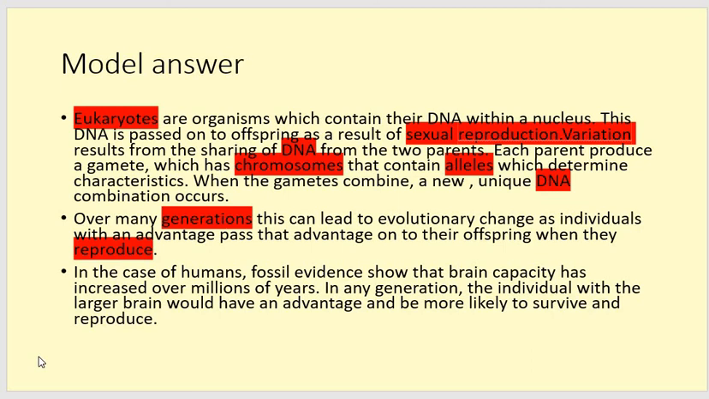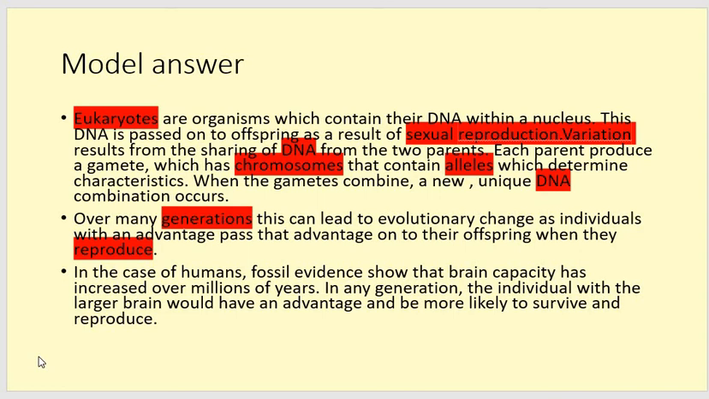Eukaryotes are organisms which contain their DNA within the nucleus. This DNA is passed on to offspring as a result of sexual reproduction. Variation results from the sharing of DNA from the two parents. Each parent produces a gamete, which has chromosomes that contain alleles which determine characteristics. When the gametes combine, a new, unique DNA combination occurs.